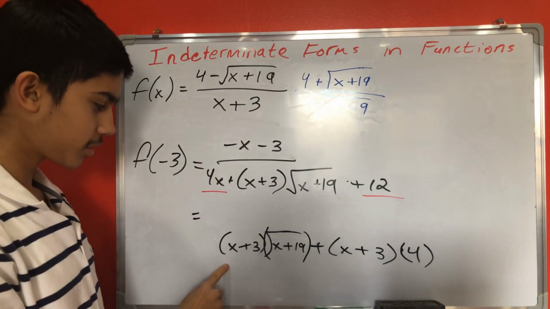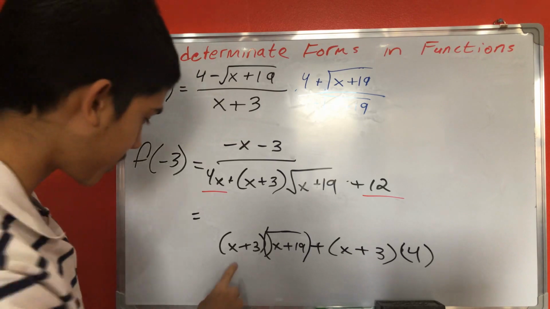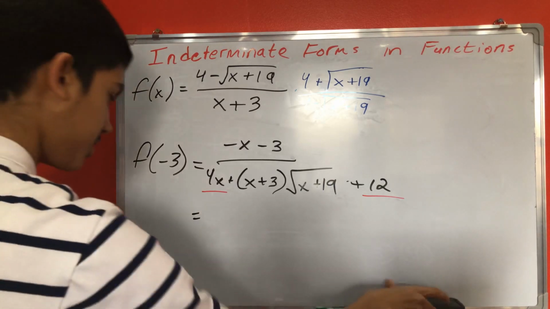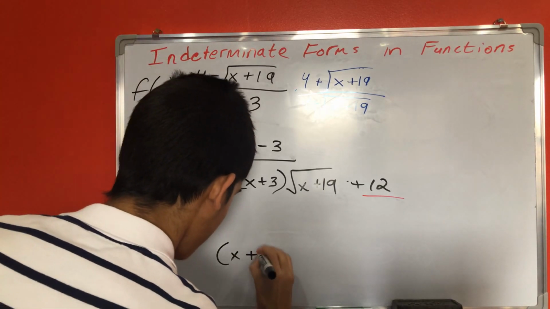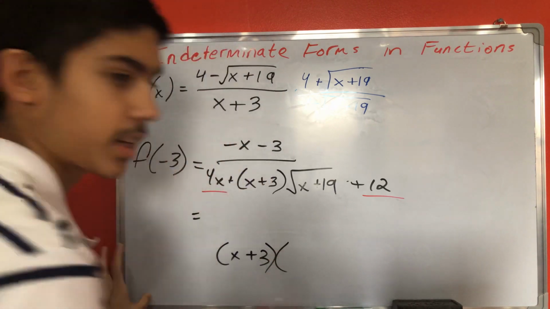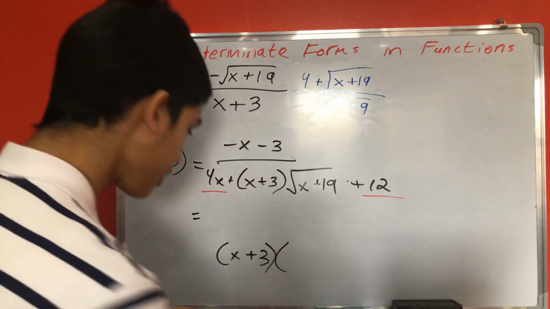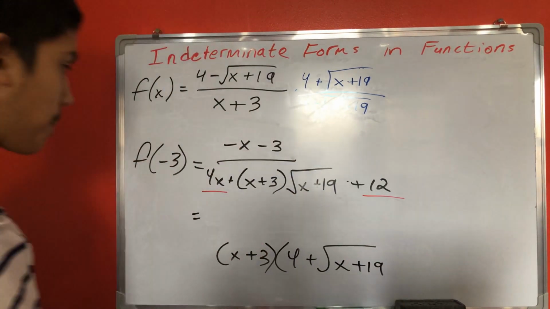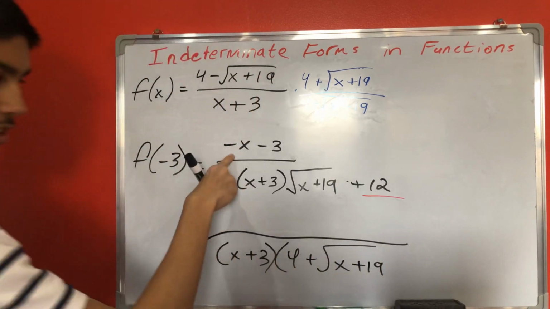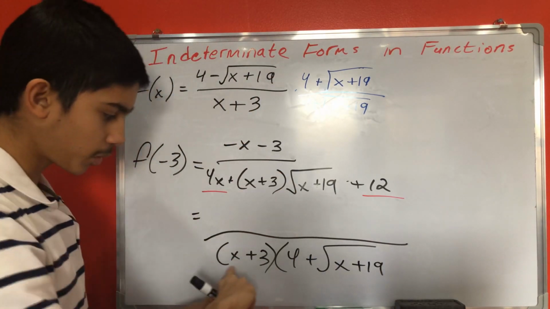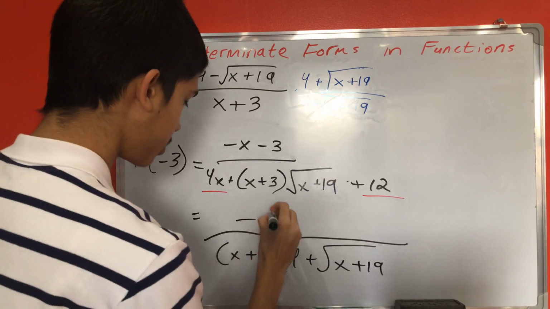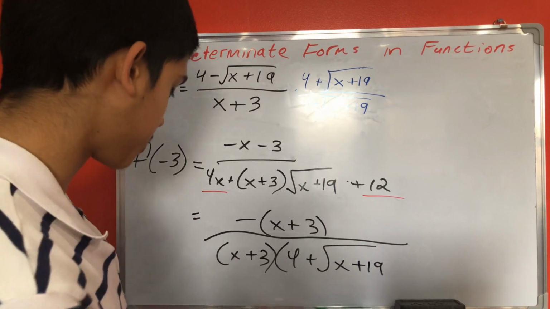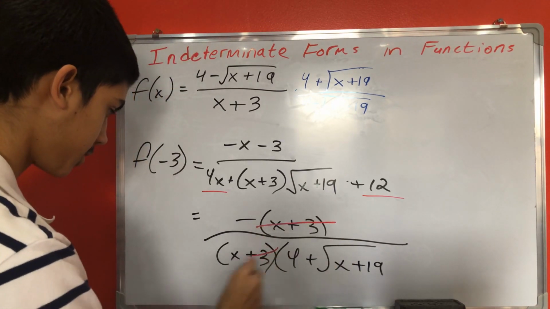This should look a little familiar. We could just do factor by grouping. When we do factor by grouping, we get x plus 3 multiplied by 4 plus radical x plus 19. And the numerator is just minus x and minus 3. Since we want to cancel out this x minus 3, we'll pull out a negative 1. And now we can cancel out the x plus 3.